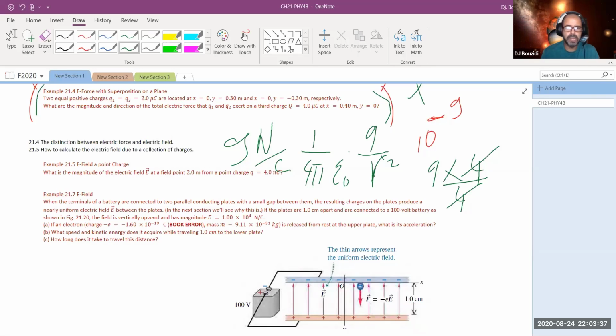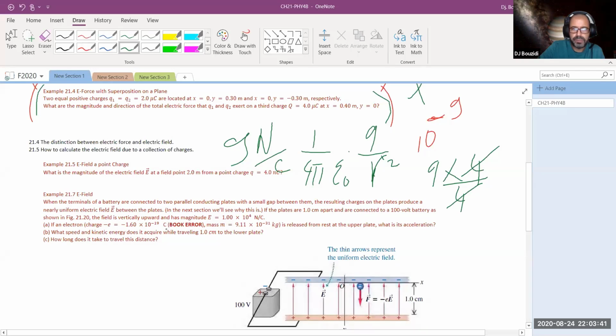There is an error in the book for example 21.7. It has 10 to the negative 9. That's incorrect. It should be 10 to the negative 19. Please make that correction, at least in the 14th edition. I have the 15th edition with me, and I didn't look at this specific example. Probably I will look at it, okay?